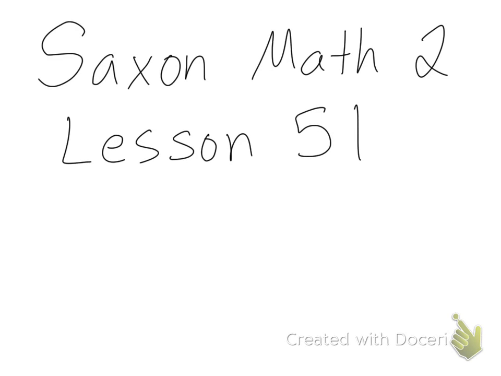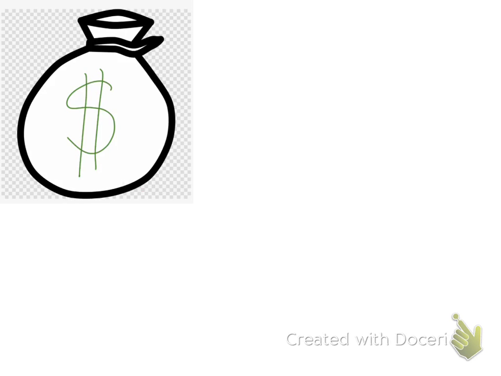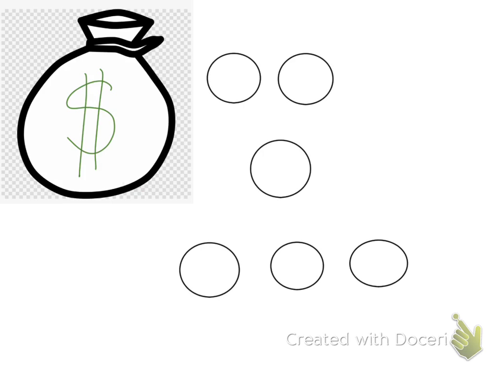Hello everyone, today's lesson is lesson 51, counting dimes, nickels, and pennies. So here I've got a bag of money, and the bag holds this amount of money. I'm going to draw a picture to show you how much it has. So we have all these coins. Now, until I label them, you can't tell what they are. But let's see if you can figure it out after I label it.